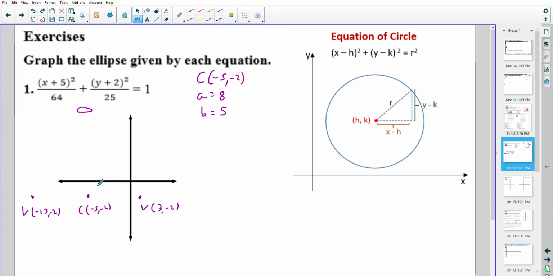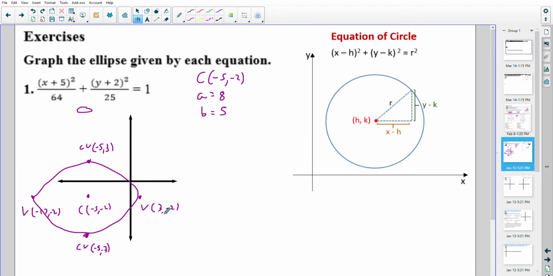And then I can count my B. So I'm going to have a B added up here, and the other co-vertex is going to be down beneath. And so when I look at adding B to my y value, -2 plus 5 is 3, and -2 minus 5 is -7. And that right there is all the particulars you need. And then I'm going to sketch in the picture of an ellipse, and that more or less is what you're looking at.